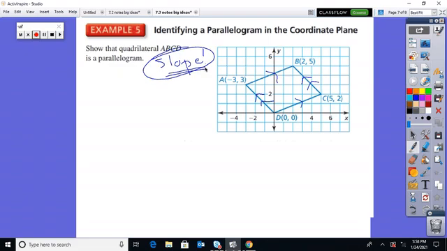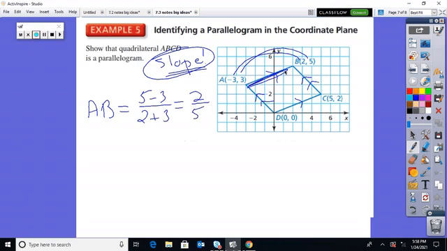So let's check the slope of AB. Slope of AB, 5 minus 3. Remember, it's rise over run. So the y value's on top. 5 minus 3, 2 minus a minus 3 is 2 plus 3 on the bottom. So 2/5. So the slope of AB is 2/5. So now let's check CD. CD's slope, 2 minus 0 on top of 5 minus 0.